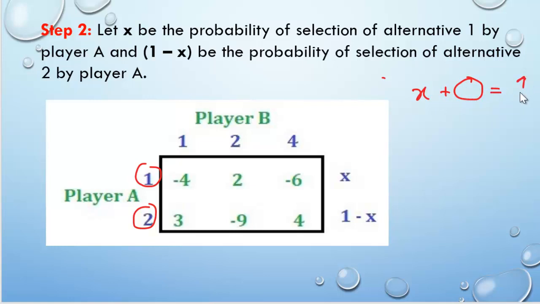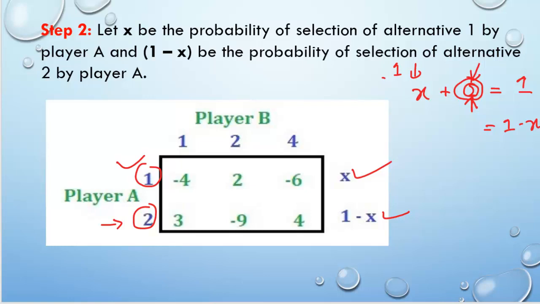So whatever the probability of choosing 1, that is this one, and the probability of choosing 2 is this one here. If I take the x to the other side, that's going to be 1 minus x. So if I have a probability of choosing 1 as x, then the probability of choosing 2 is going to be 1 minus x, right? We have to understand this first.